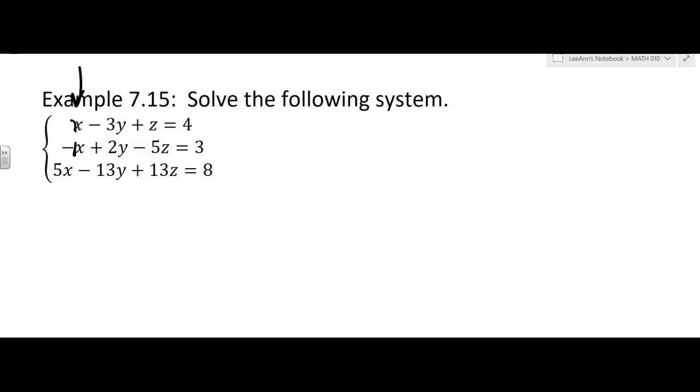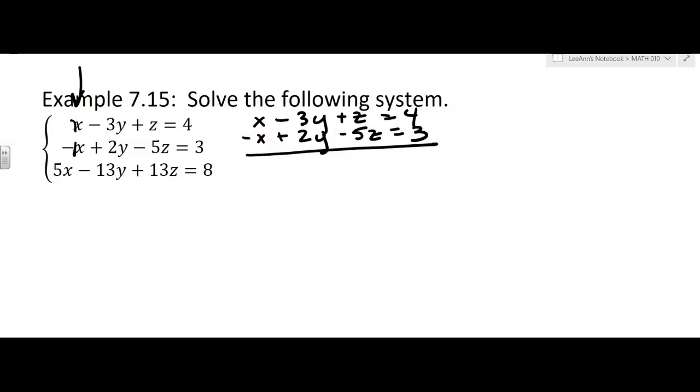Okay, so let me just copy these down because I already wrote on them. x minus 3y plus z equals 4. And then negative x plus 2y, you can put the ones in if you want, minus 5z equals 3. Remember, I'm going to be adding these equations. The x's are canceling out. Make sure you have one positive and one negative. That'd be another hint. x plus x equals 2x, not 0. x plus negative x equals 0. So you've got to be careful on that.